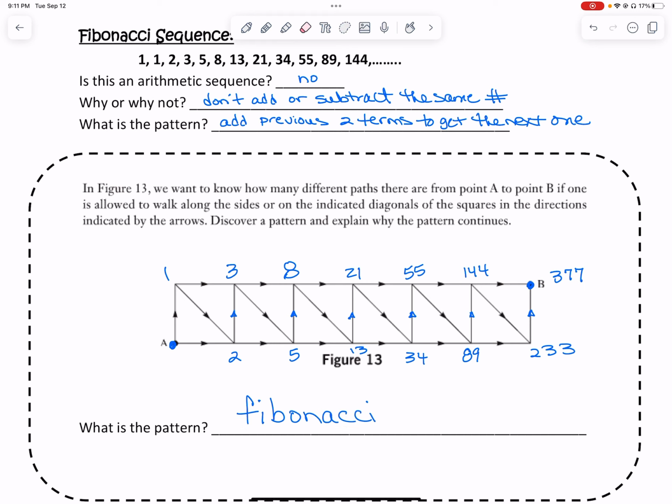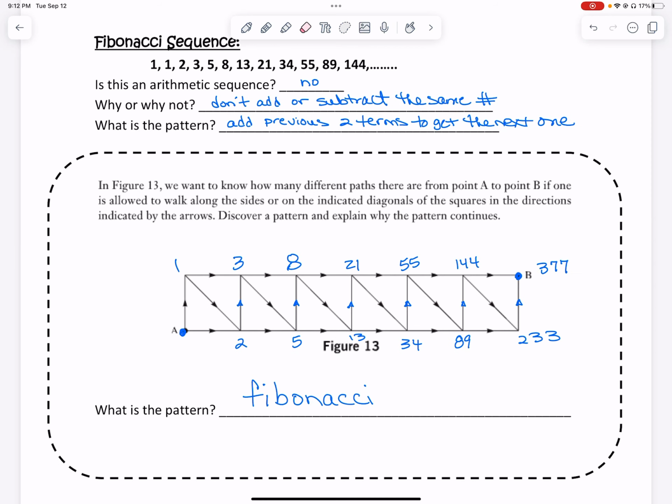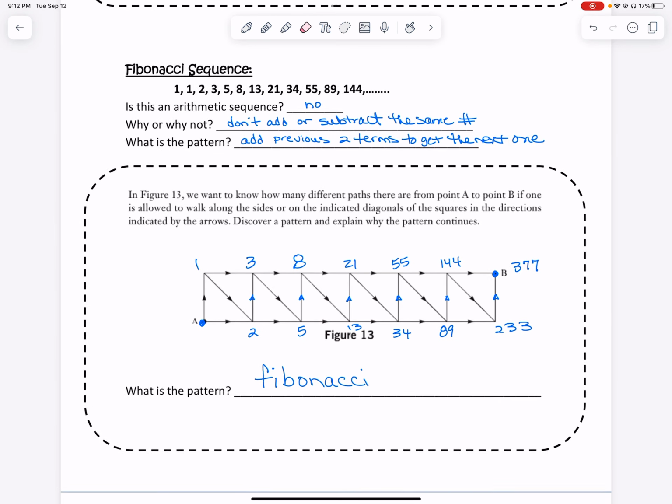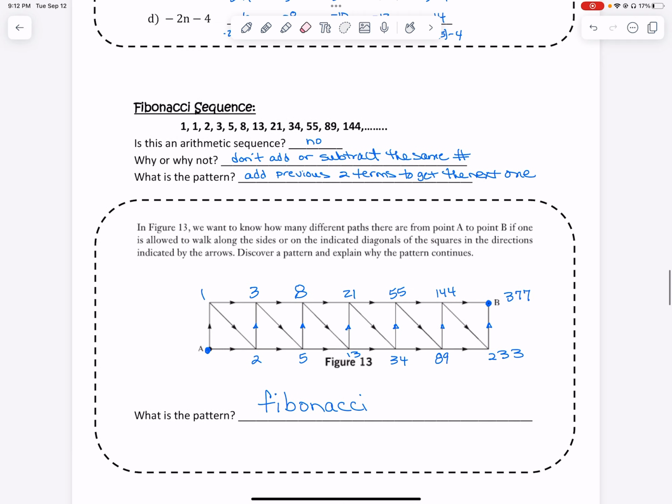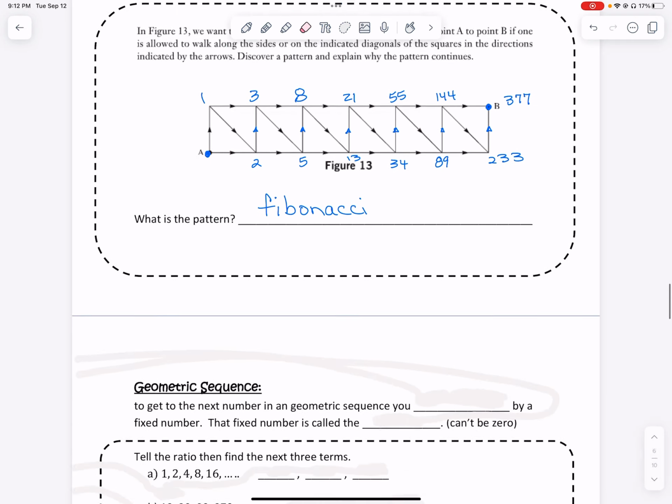The Fibonacci sequence, and I don't have a picture of it, but sunflowers are the Fibonacci sequence. If you cut through conch shells, that gives you the Fibonacci sequence. So if you really want to know more about that, just YouTube Fibonacci sequence, and there's all kinds of videos about it. Anyway, but I just want you to be able to recognize that sequence.